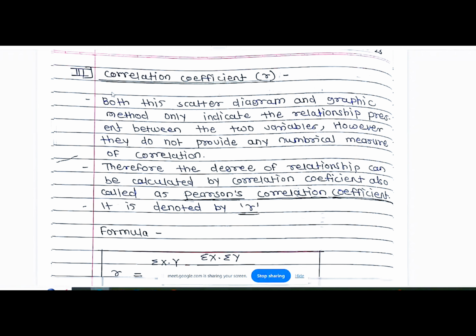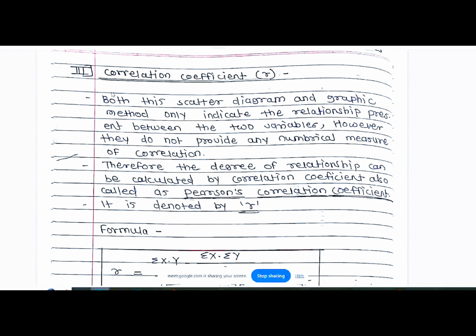Now we are going to focus on the most important point of today's discussion, that is correlation coefficient. Is it visible? Yes, correlation coefficient is also called small r. The symbol of correlation is small r. Whenever you are calculating correlation coefficient, always remember that you can represent it with the help of small r.